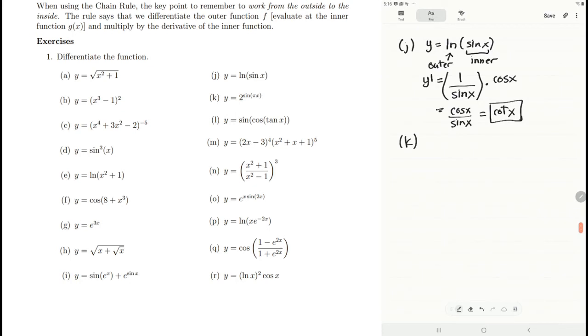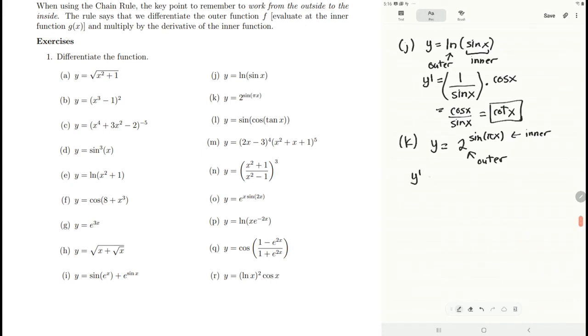So letter K, we have y is equal to 2 to the power of the sine of pi x. So for this function, we will need to apply the chain rule twice. So let's first identify the inner and the outer function. So the sine of pi x is the inner function, and the base of 2 is our outer function.